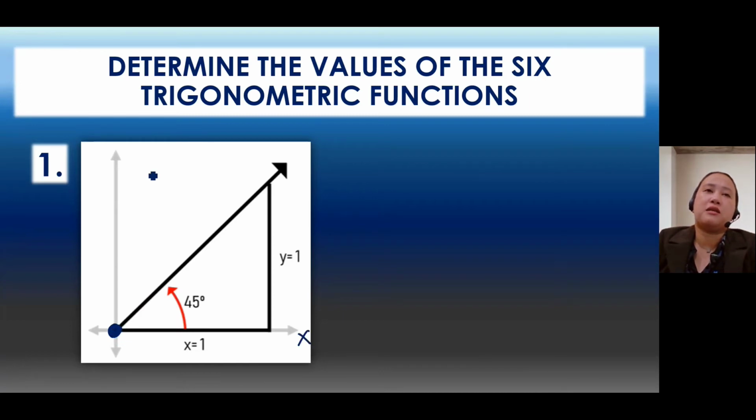We have here the x-axis and then the y-axis. Then if we have x, y, so this is our r, which we do not have the measure yet. Okay? So in order for us to solve for r, remember r is important for the six trigonometric functions because there are trigonometric functions that need r.